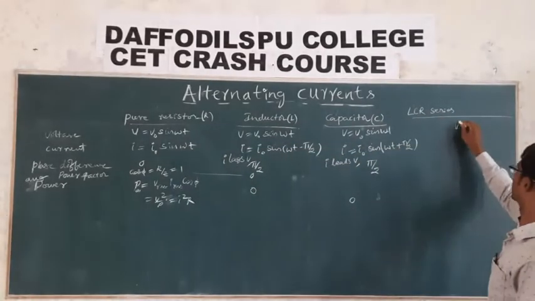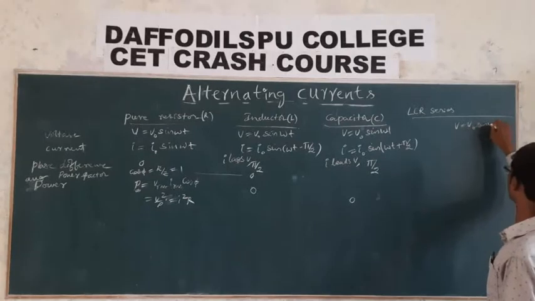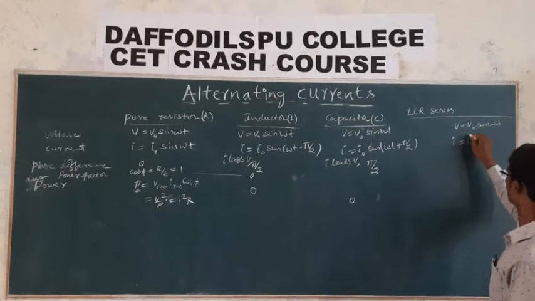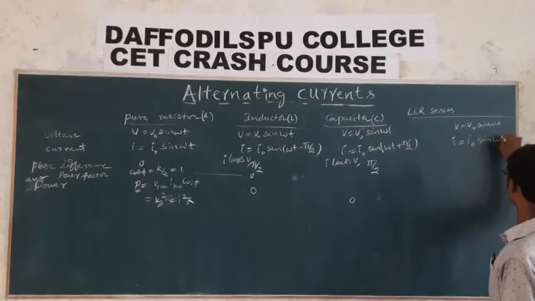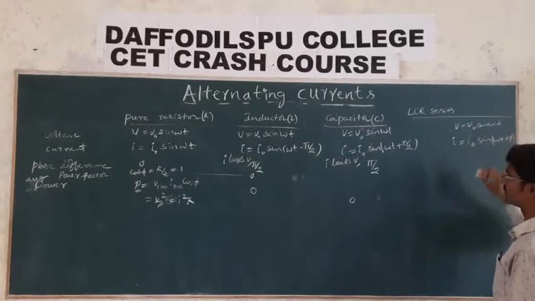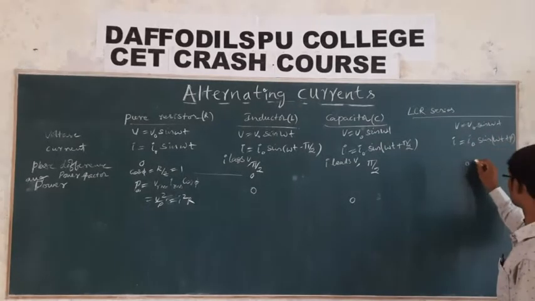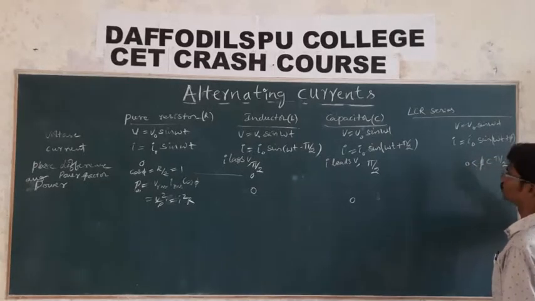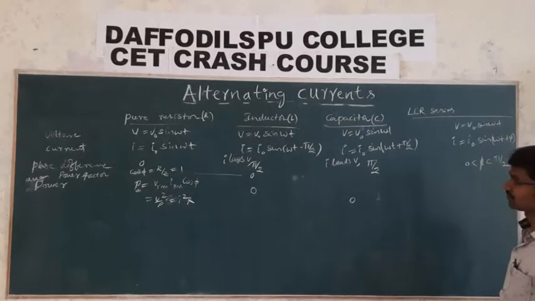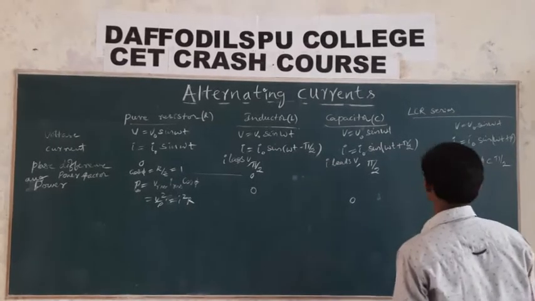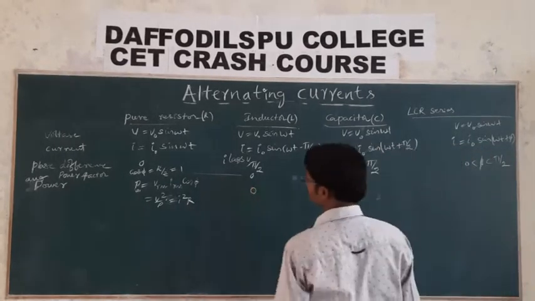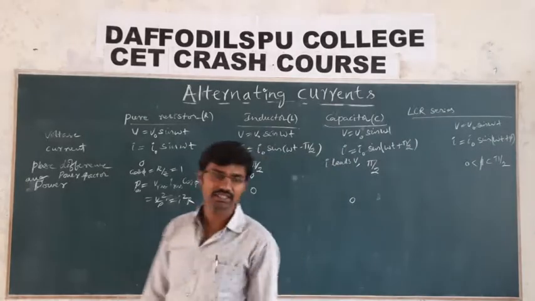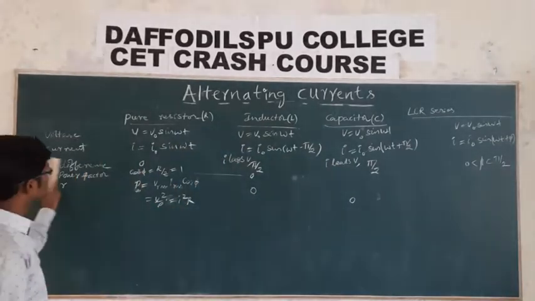LCR circuit. Let us take V is equal to V naught sin omega t and I is equal to I naught sin (omega t plus phi). Some phase difference, and this phase difference is between 0 and pi by 2. Is it? But what about this power factor? Similarly, let me discuss even impedances.